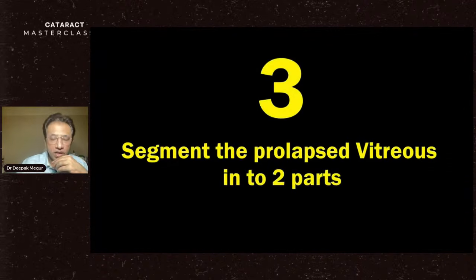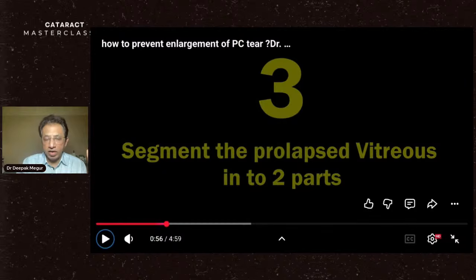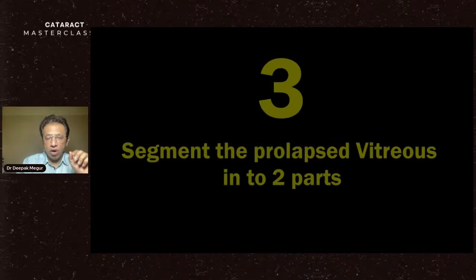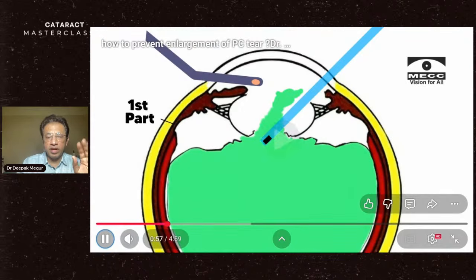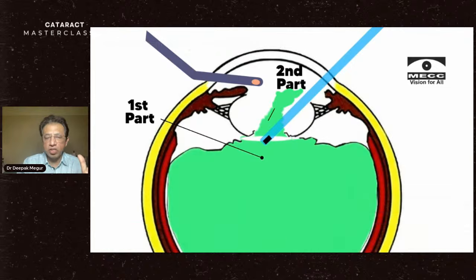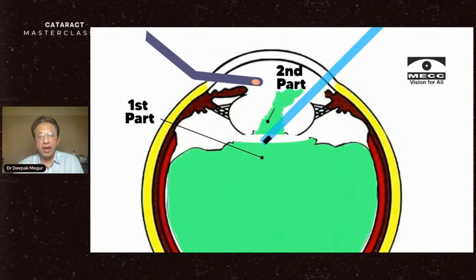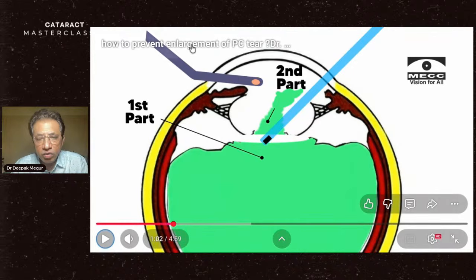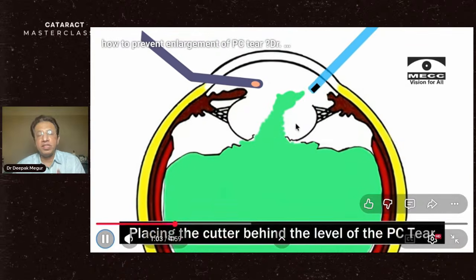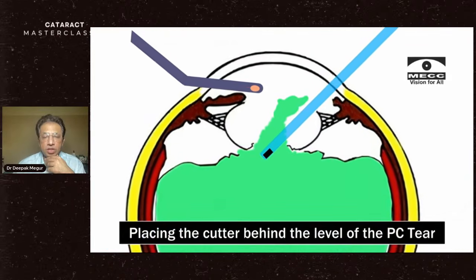The second is, when doing vitrectomy, what I call segmenting the prolapsed vitreous into two parts. This is achieved by following certain principles, by placing the vitrector at the right plane with its port oriented in the right way. Basically, we're trying to divide the prolapsed vitreous into two parts, one which is in the vitreous cavity and one which is prolapsed out. Once we have cut this adhesion between them, we can take care of the anterior part, and this helps prevent enlargement of the PC tear.